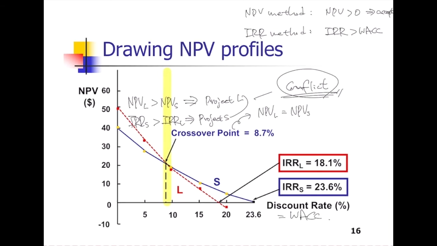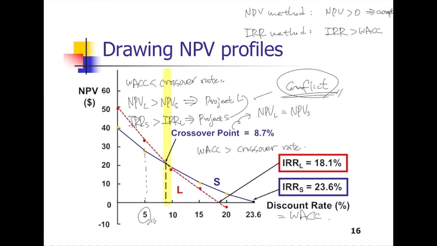And on the right-hand side of the crossover point, in this case, the WACC is larger than the crossover rate. In the other case, the WACC is smaller than the crossover rate. For example, the crossover rate is 8.7, but in this case the WACC is only 5, right?